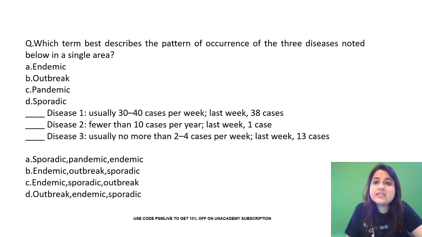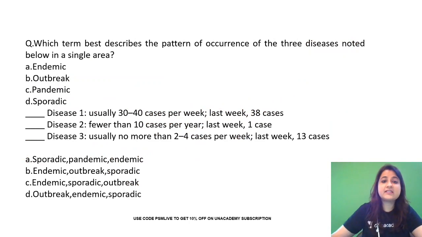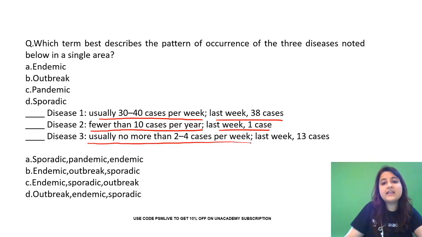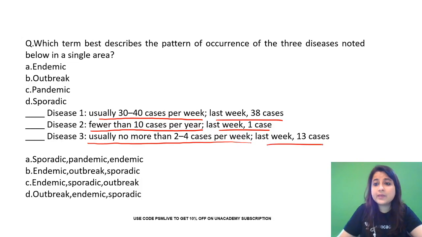Which term describes the pattern of occurrence of 3 diseases? Now look over here, I've given you 4 terms and I've asked you which one describes. If you look at disease 1, what does it say? 30 to 40 cases per week, last week is 38. Disease 2, fewer than 10 cases per year, last week is 1 case. Disease 3, usually no more than 2 to 4 cases per week, last week 13.